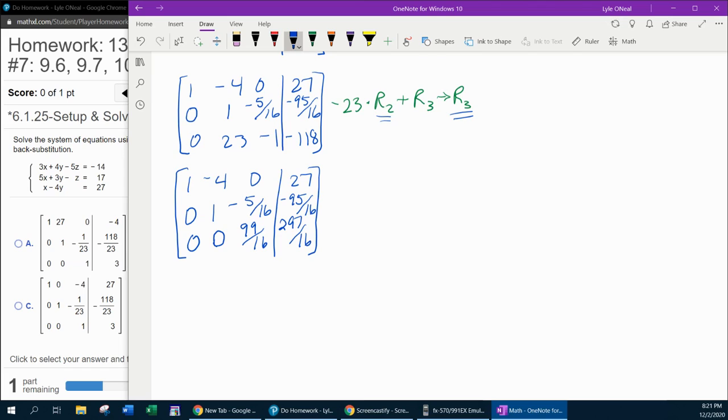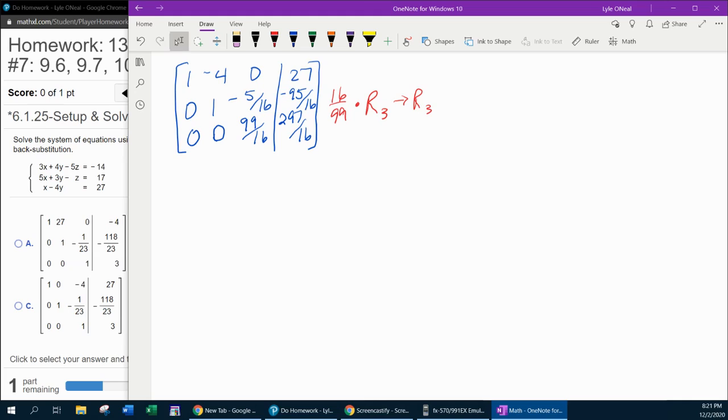And now I am to the last step, okay? So the last step here is to get this element to become 1, right? Because I need the entire diagonal here to be all 1s. And so this guy needs to be a 1. And the way we're going to achieve that is we're going to multiply row 3 by the reciprocal, by 16/99, and that'll produce a new row 3.